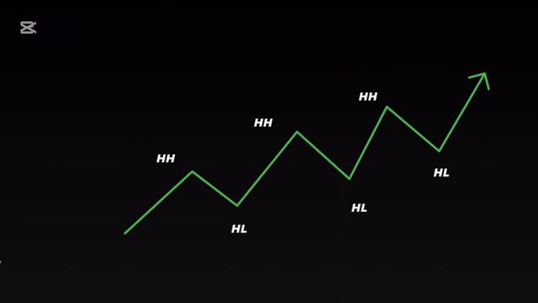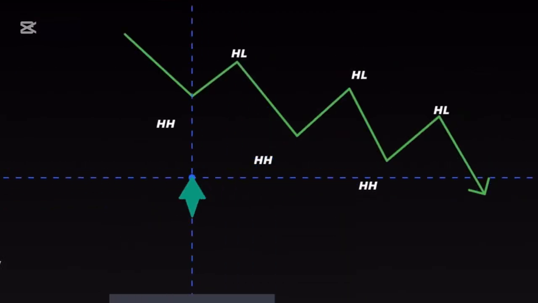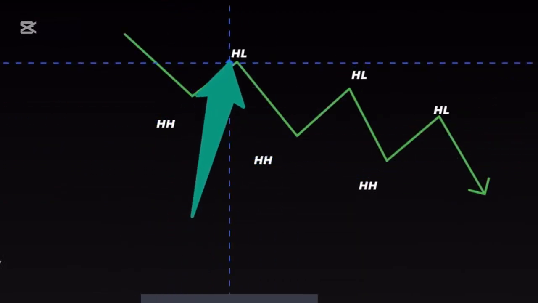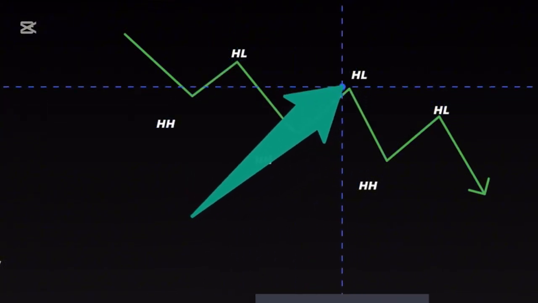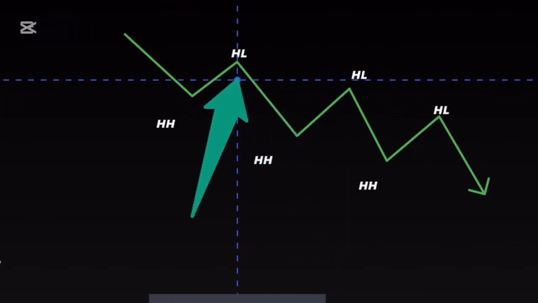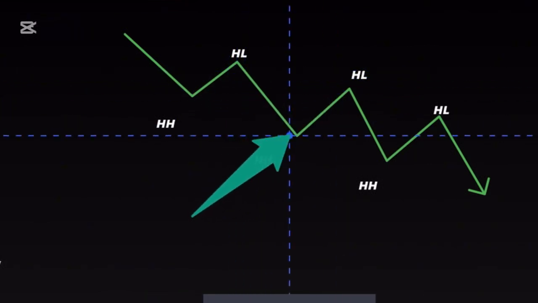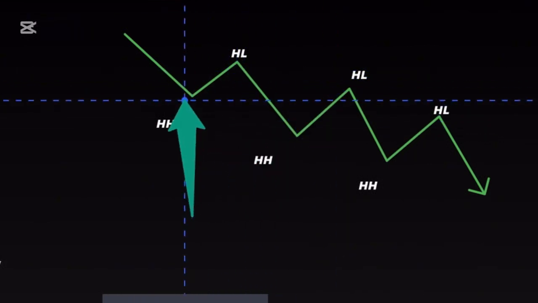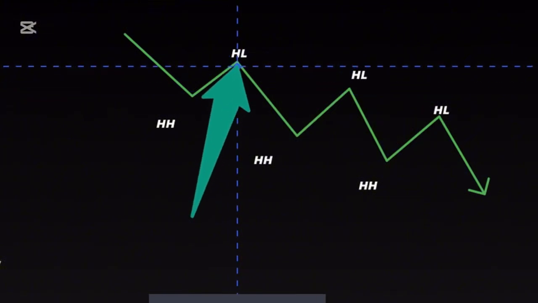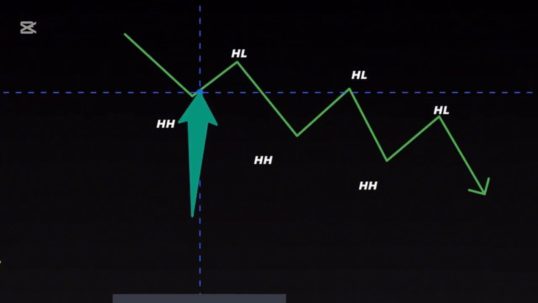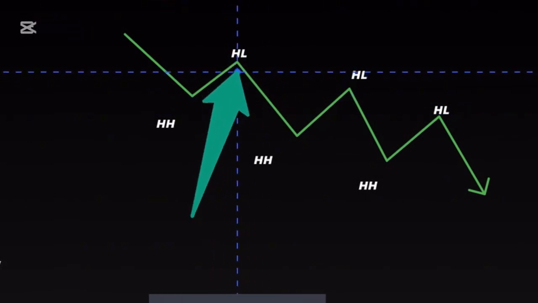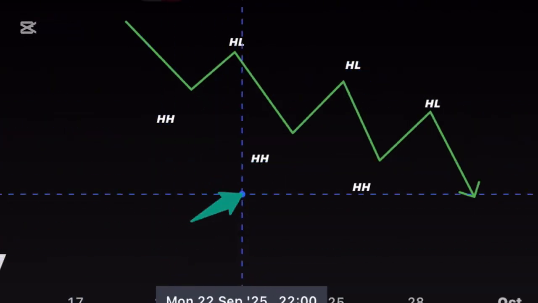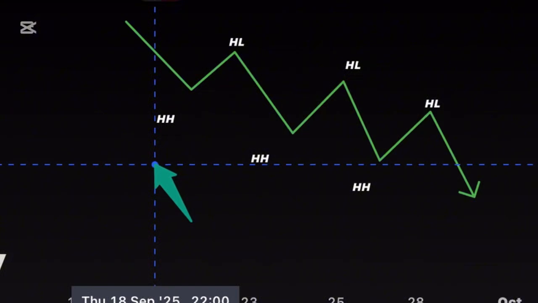A downtrend is just the opposite. In a downtrend, we want to see a market that continuously prints lower highs, lower lows, lower highs, lower lows. Every lower high must be lower than the previous lower high, and every lower low must be lower than the previous low. That's why this place is called a lower high, because it's at the top, and a lower low because it's at the bottom. I want you to keep these higher highs, higher lows, lower lows, and lower highs in mind. We are going to need it in future.